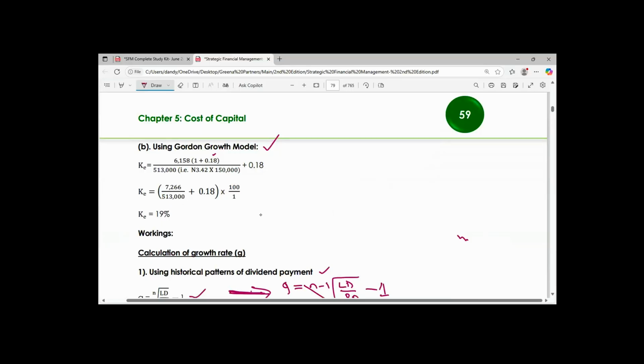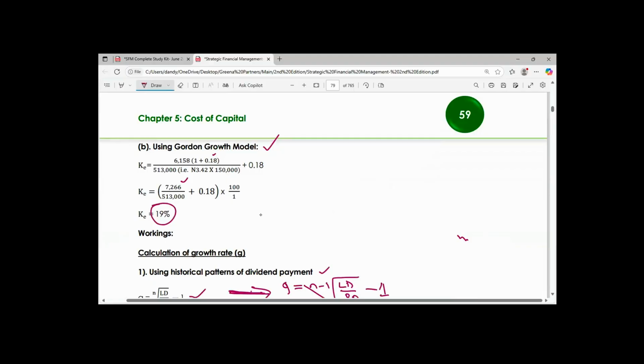6,158 multiplied by 1.18, we got 7266 divided by the total market value, then plus 18%. So in total, we got 19% overall.